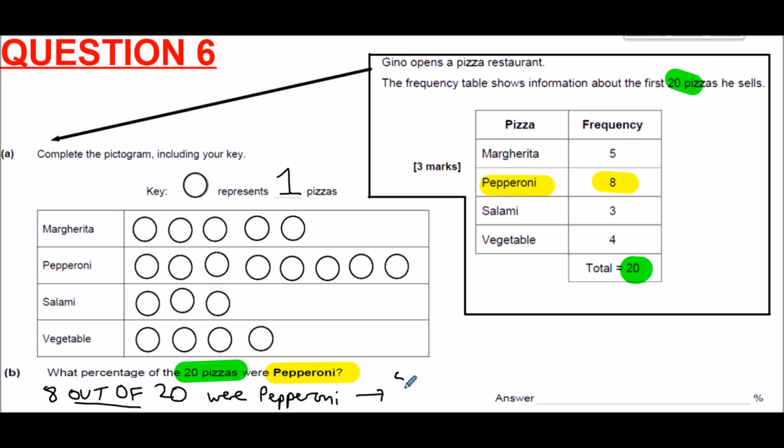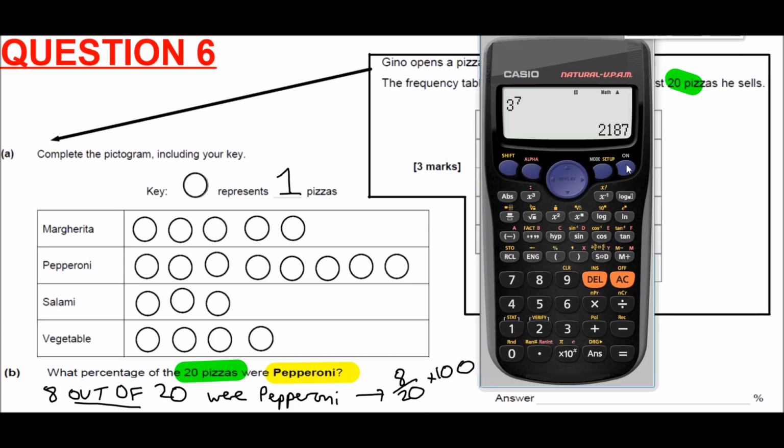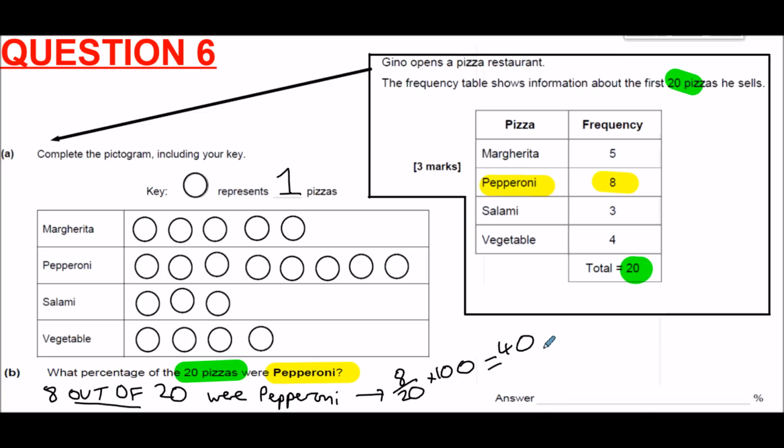So 8 out of 20 we can write as a fraction easily enough. And then any fraction can be converted to a percentage by multiplying it by 100. And so 8 out of 20 pizzas were pepperoni. Multiply that by 100, and what we should find is that 40% of pizzas were pepperoni. That could well be a question on a non-calculator paper actually, since the numbers are quite easy to work with. So we just need to put that 40% of his first 20 pizzas sold were pepperonis.